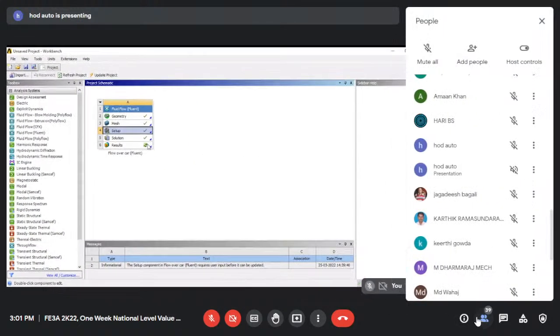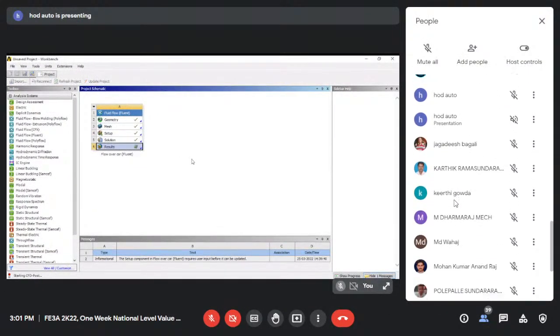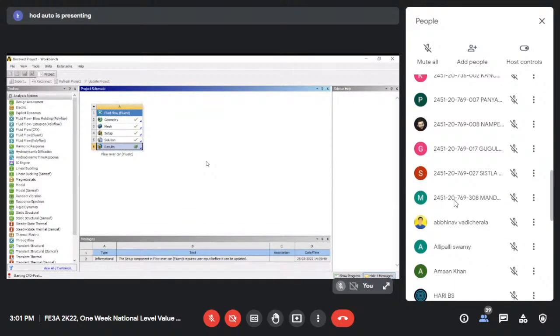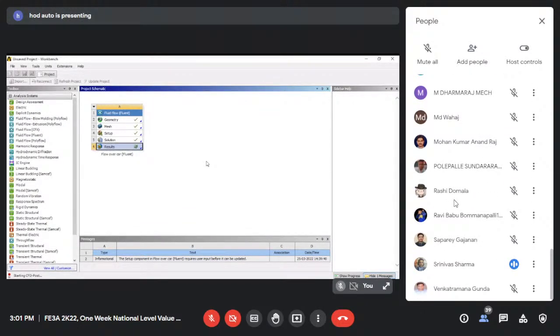So if you observe, now this is one exciting thing, results. This is post-processing of Fluent.